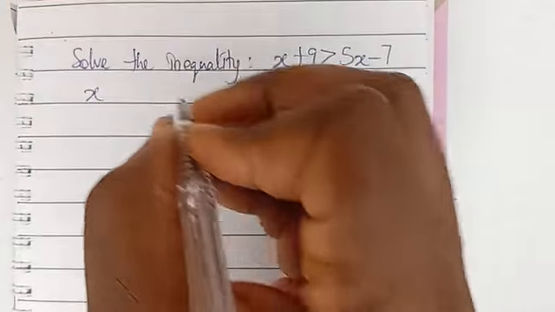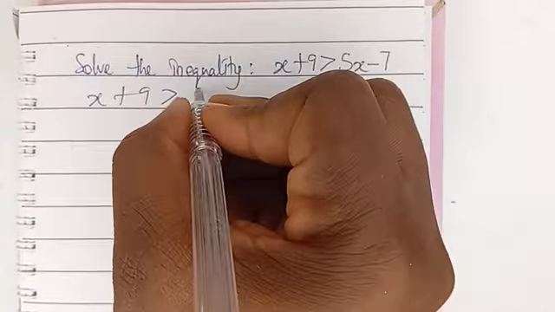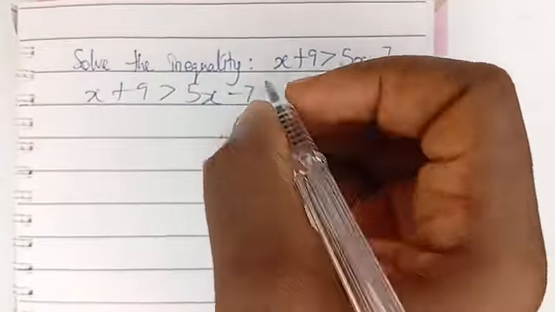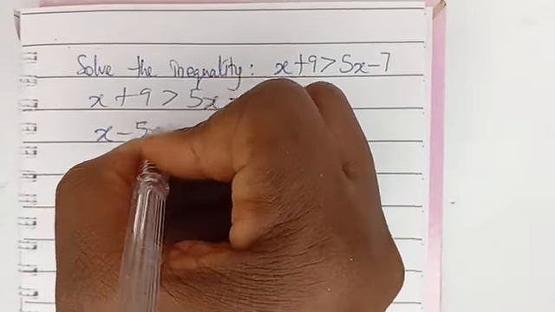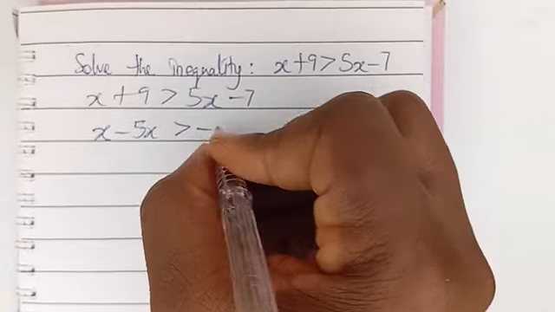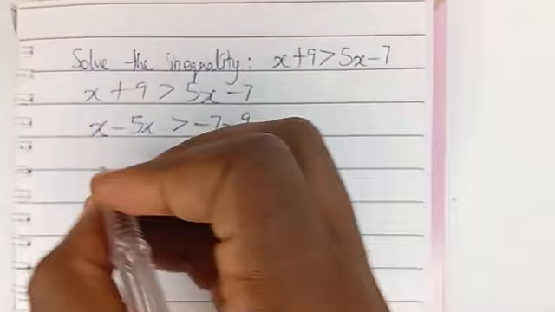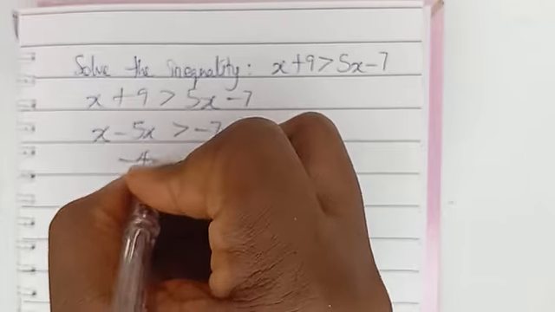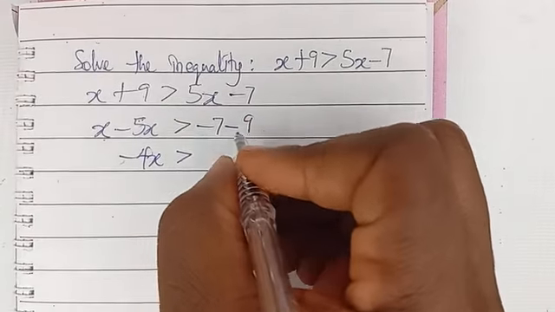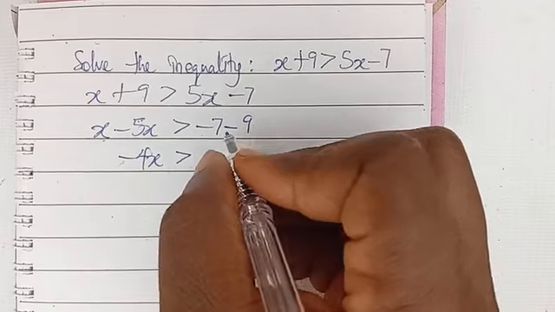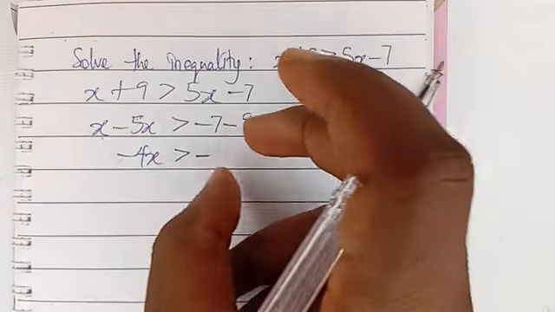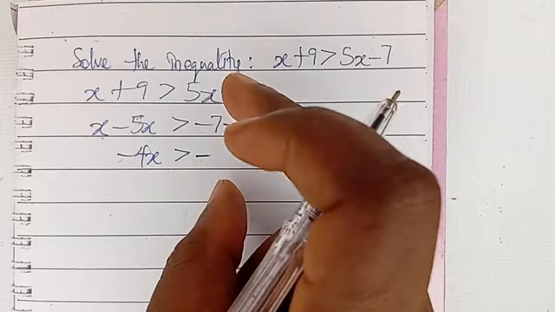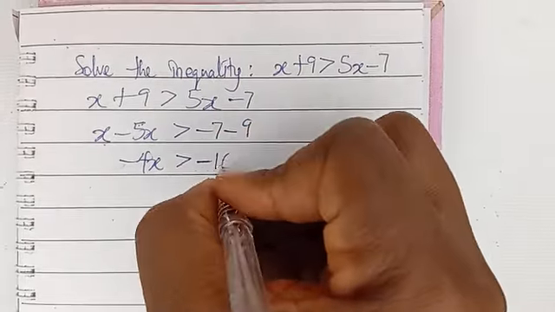Okay, so we solve this. We have x plus 9 greater than 5x minus 7. We collect like terms. We have x here, 5x crosses over to be a negative 5x, and we have the greater than sign. We have negative 7 already on this side, and plus 9 is going to cross over to be a negative 9. x minus 5x is negative 4x greater than negative 7 minus 9. We have to add the values, so that is negative 16.